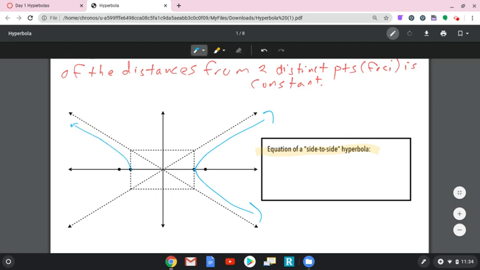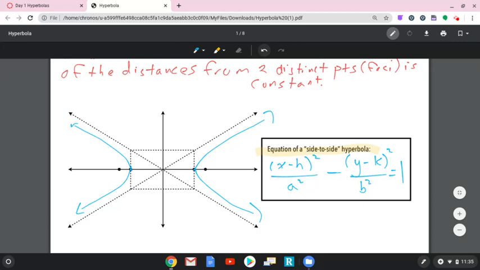And the equation for the side-to-side hyperbola is going to be x minus h squared over a squared minus y minus k squared over b squared equals 1. It's going to look familiar, but there's one difference, and that's the key difference: there's a minus. So the big difference between the hyperbola's equation and the ellipse's equation is we have a minus as opposed to a plus. All right, guys.